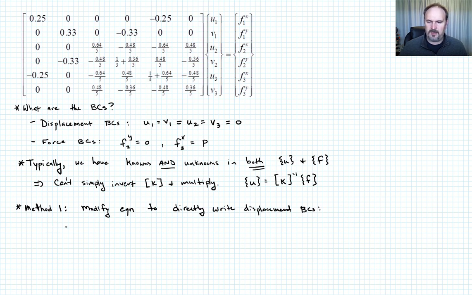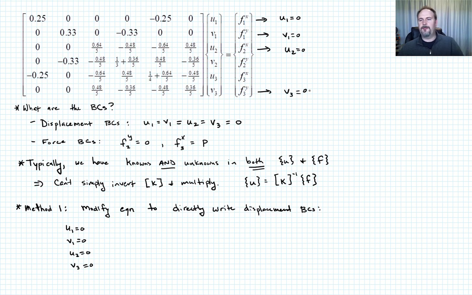That means that I'm going to write directly that u1 equals 0, that v1 equals 0, that u2 equals 0, and that v3 equals 0, right? So what that means is that in this first set of equations, I'm going to rewrite that set as u1 equals 0. I'm going to rewrite this set as v1 equals 0. I'm going to write the third set as u2 equals 0. And I'm going to take this final equation and write it as v3 equals 0. So how do I go about doing that? Let me show you.